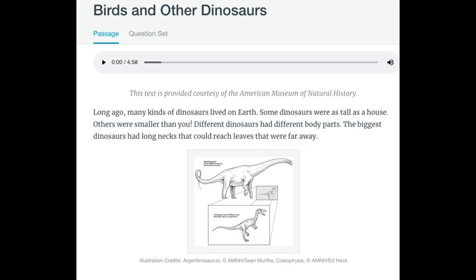Then read aloud from this ReadWorks article, Birds and Other Dinosaurs, discussing which animals are related to birds and any evidence that this is true.